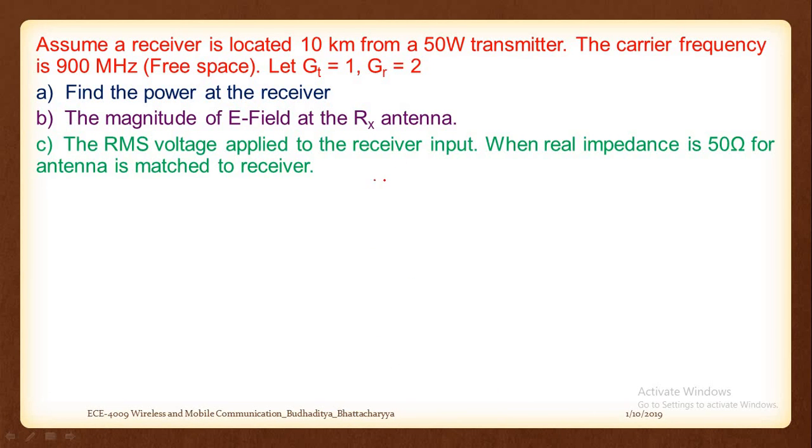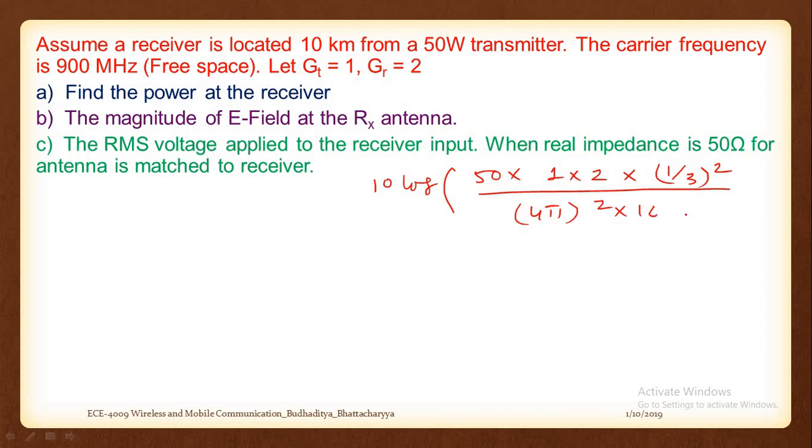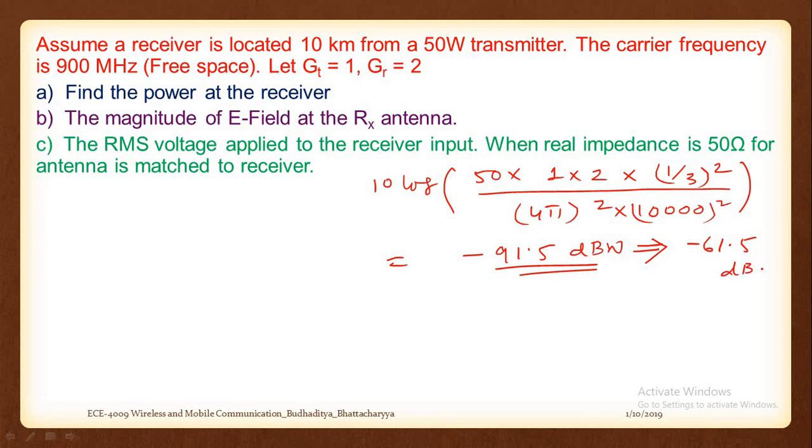So I am doing directly 10 log of 50 multiplied by 1 multiplied by 2 multiplied by 1 by 3 whole square divided by 4 pi whole square multiplied by 10,000 square. If you take this and do the 10 log, you will get something like minus 91.5 dB watt. So this is your received power. If you want it in dBm, plus 30, so you will get around minus 61.5 dBm.